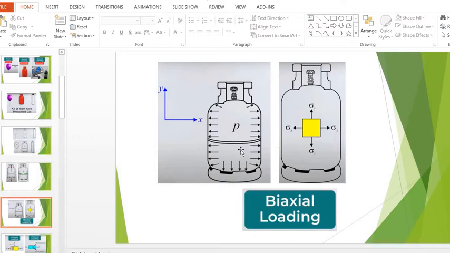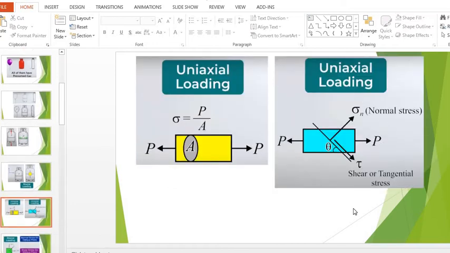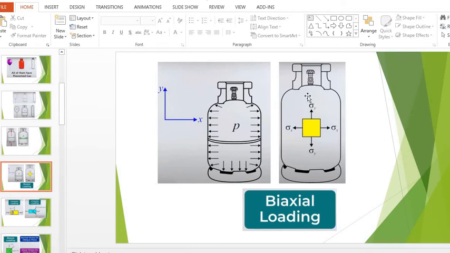Suppose from this gas cylinder, if I take a small piece, here you can see this is the small piece, and if I analyze this small piece, I will see that the stress is acting in x direction and in y direction. So this is one of the examples. This is the biaxial loading. Now it is clear in which cases it happens. So in our day-to-day life these are the examples of biaxial loading. I think it will be clear to you.